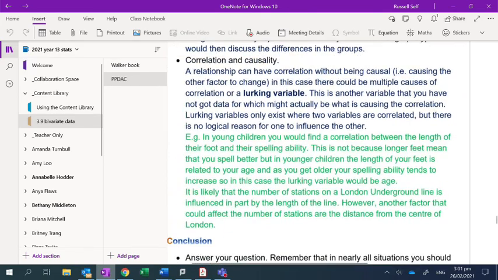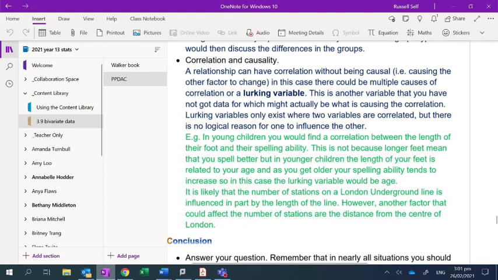Now, you're also going to talk about correlation and causality. So talking about the relationship and lurking variables, right? In young children, you would find a correlation between the length of their foot and their spelling ability. But do you think that the length of foot makes you a better speller? No. What happens to us as our feet get bigger? You're growing and aging. And hopefully, what happens to your spelling ability as you get older? It gets better. So really, what's our lurking variable then? Age. It's really age that's causing your feet to grow and age that's causing you to get better at spelling.